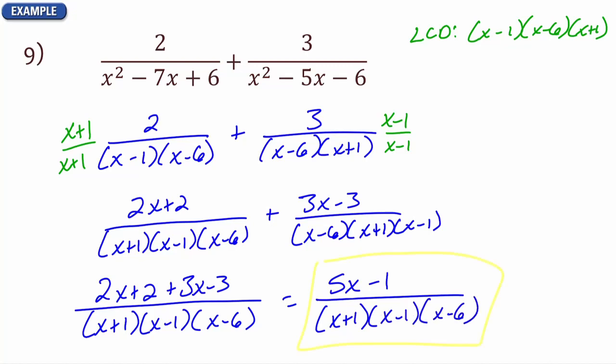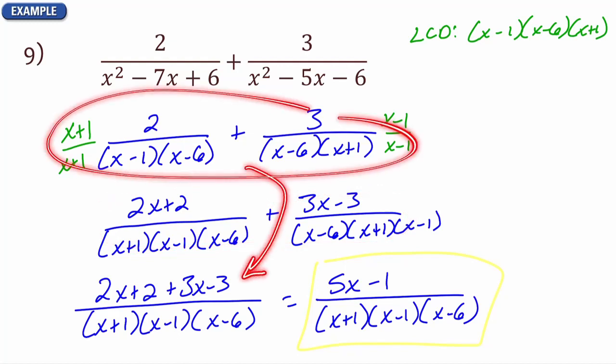Once you get more comfortable with this, you'll be able to skip some steps. For example, when I went from here to here, I could have gone ahead and written all of that over that single denominator and combined this step, or essentially I would have gone from this step directly to this step, and that's totally fine.